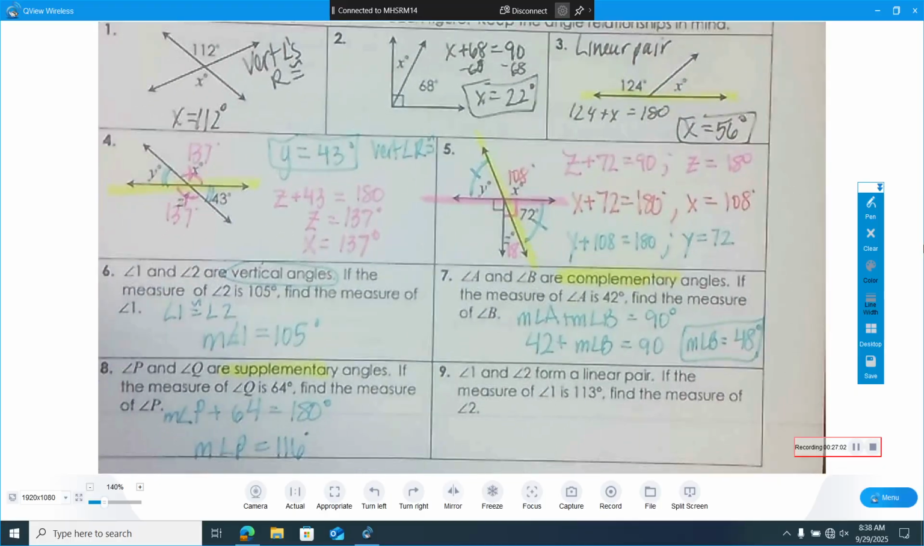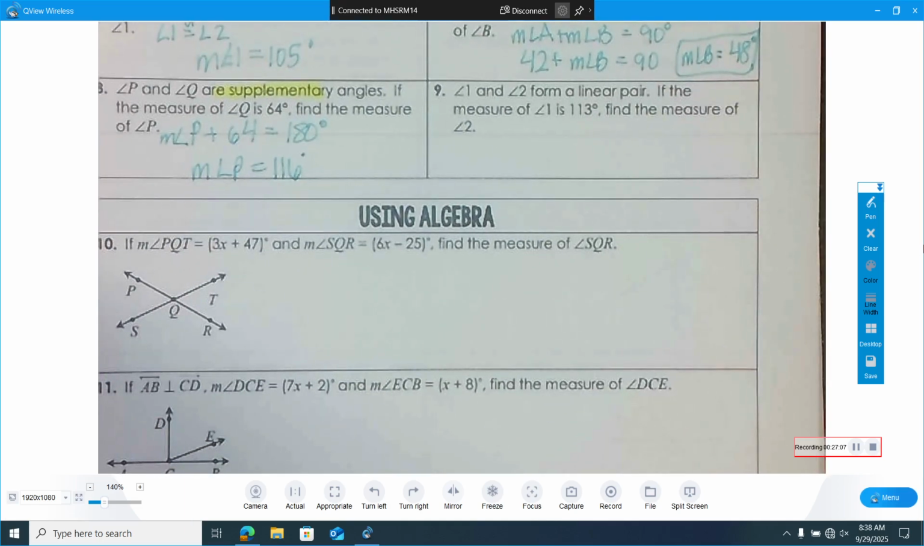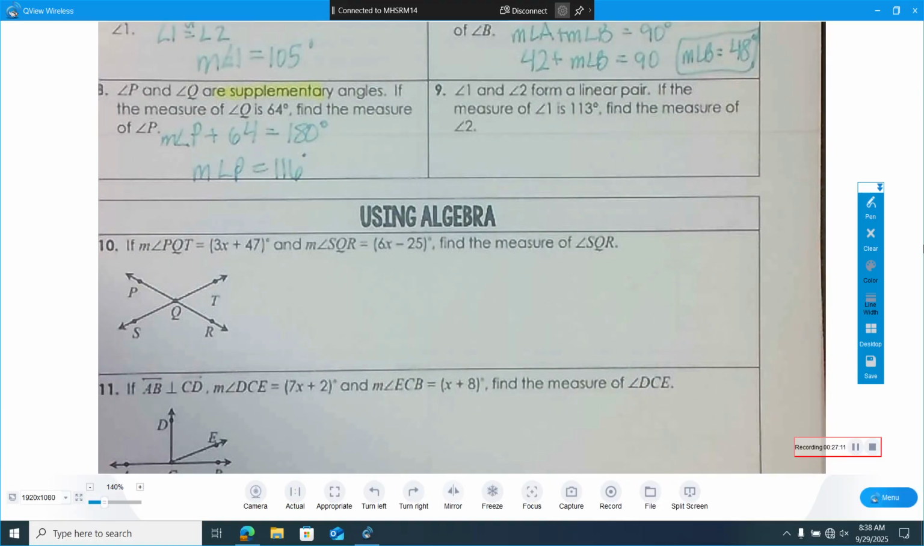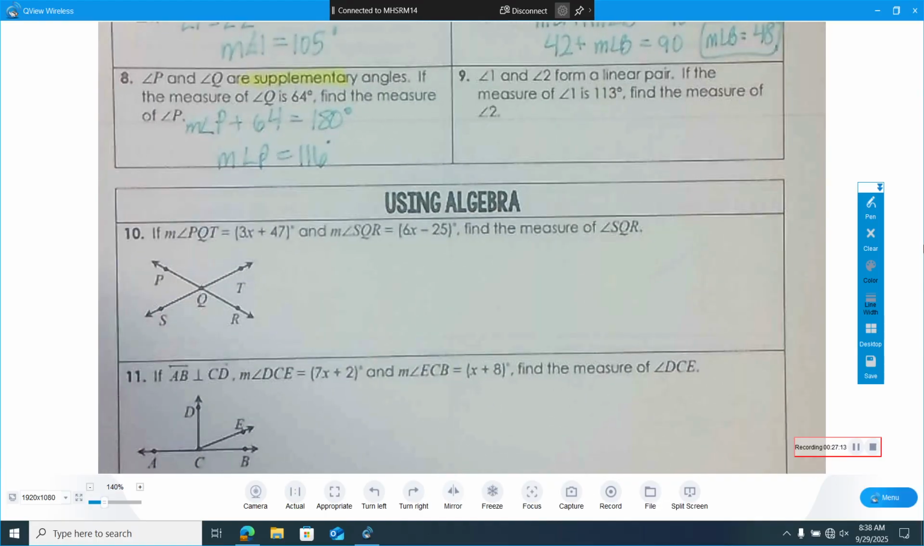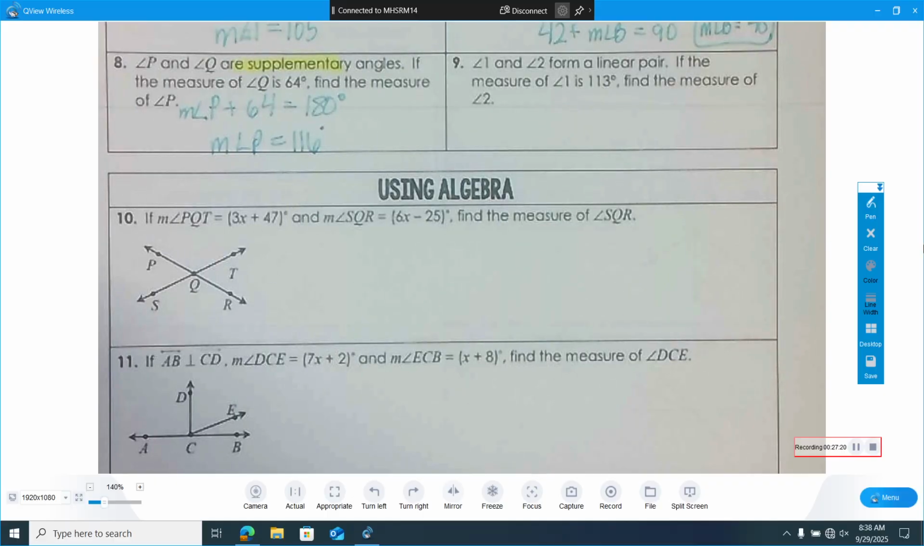Let's skip down. Let's look at number 10. Oh, we have so much time. I think you guys are going to get a little worksheet to do. I don't want to keep lecturing all this time. It's no fun.